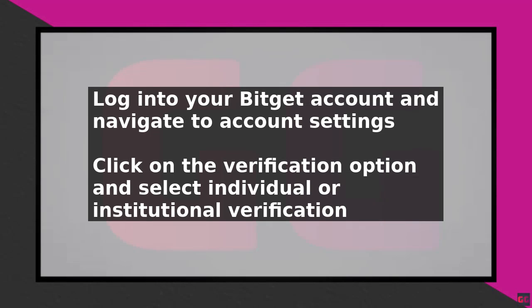To complete the Bitget Wallet KYC process, start by logging into your Bitget account and navigating to the account settings. Click on the verification option and select the type of verification you want to complete, either individual or institutional. For individual verification, you will need to provide your basic information, including your name, date of birth, and country of residence. Ensure the information you provide matches the details on your government-issued ID.